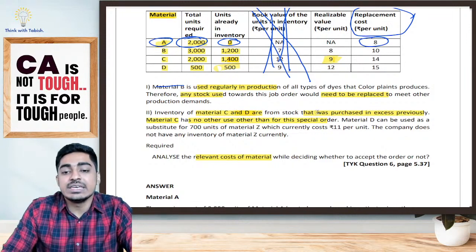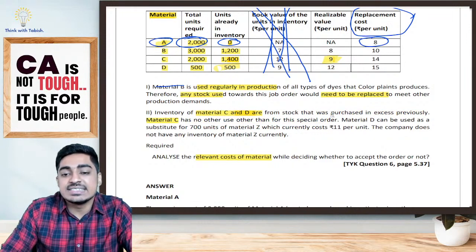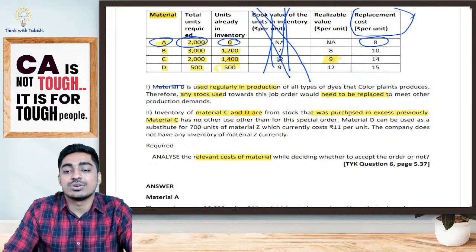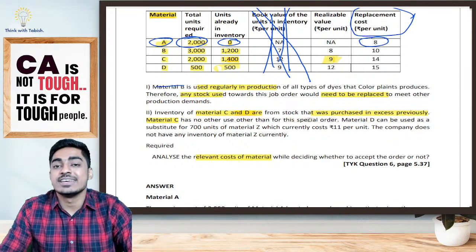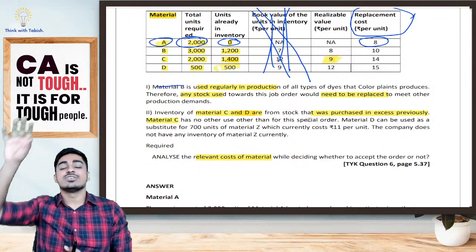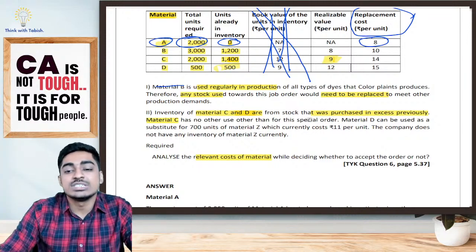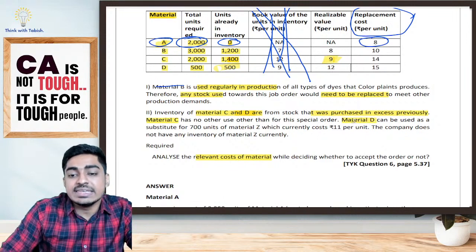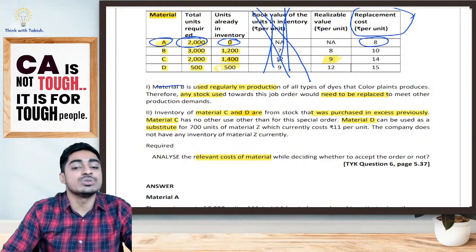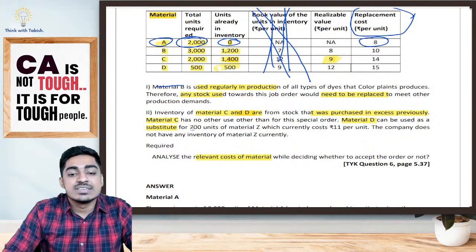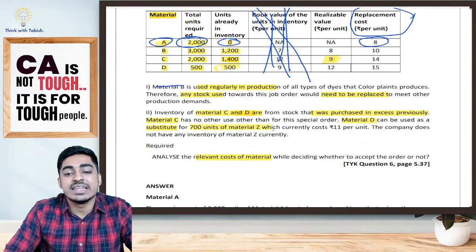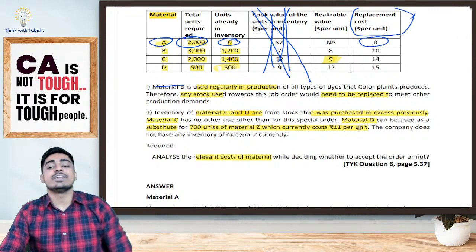Raw material D was purchased excessively previously. Yes or no? Raw material D was purchased excessively. That means it has no other use. It is not regularly used. But what the question is telling is that material D can be used as a substitute for 700 units of raw material Z, which currently costs 11 rupees per unit.